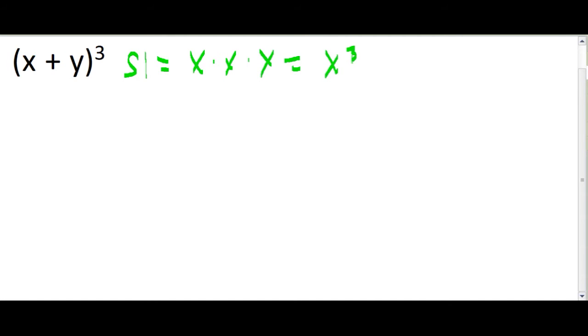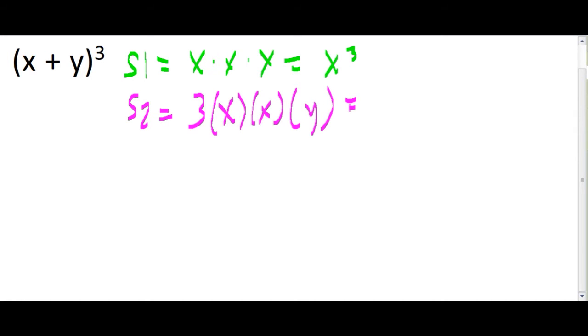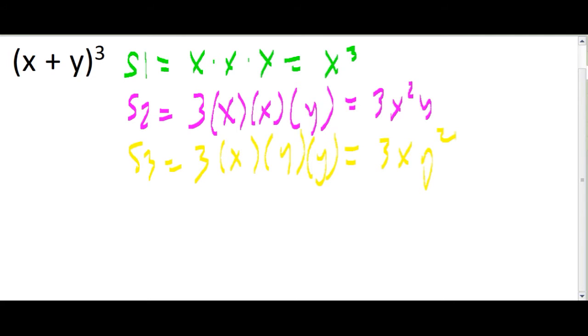X cubed. Then, step number 2, 3 times the product of the square of the first term. So, dalawang first term. And the second term. So, 3 times x times x times y is 3x squared y. Next, the third step will be thrice the product of the first term and the square of the second. Therefore, dalawang y equals 3xy squared. For the final step, for step number 4, get the cube of the second term, which is y. So, y times y times y is equal to y cubed.